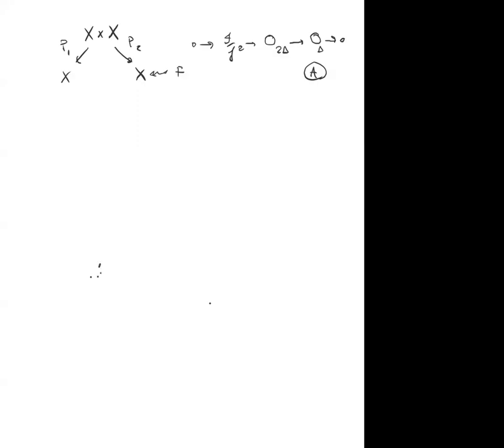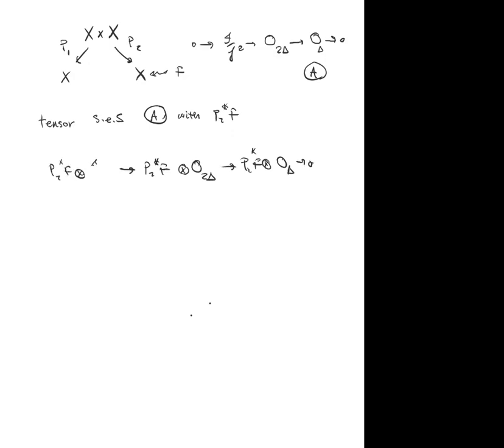So we can tensor short exact sequence A with the pullback of F, P2 upper star of F. Okay, so if we do that, what do we get? We will get the usual thing. So P2 upper star of F, these are all locally free sheaves. So O of 2 delta tensor P2 upper star of F, O of delta tensor P2 upper star of F, and J mod J squared tensor P2 upper star of F. All of these sheaves are really locally free. So tensor product would be an exact functor, really, in this situation.